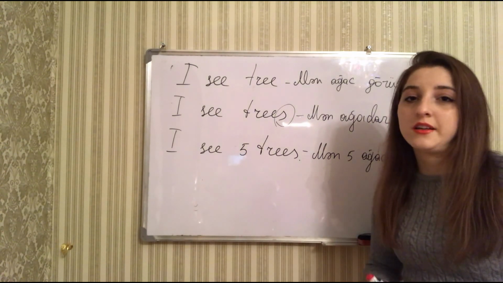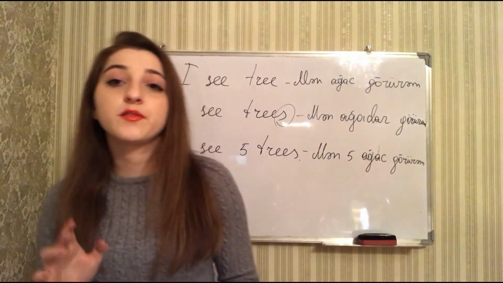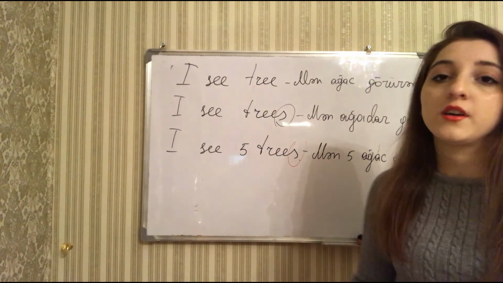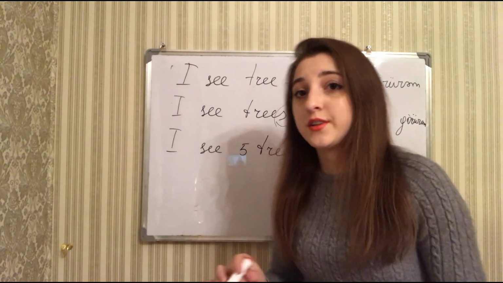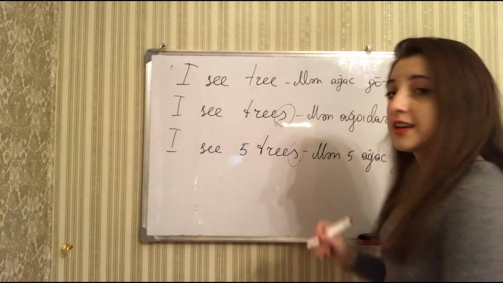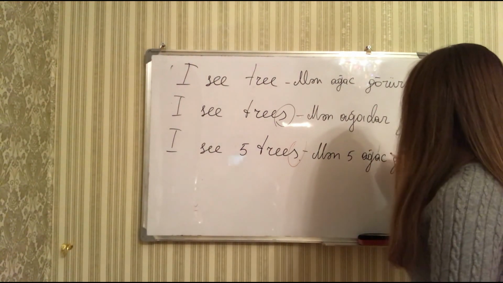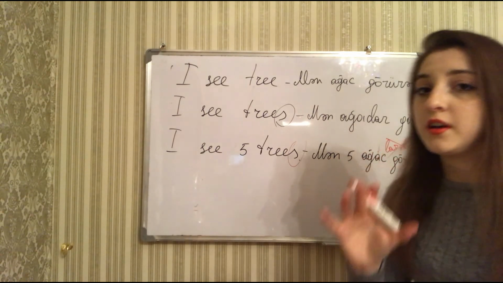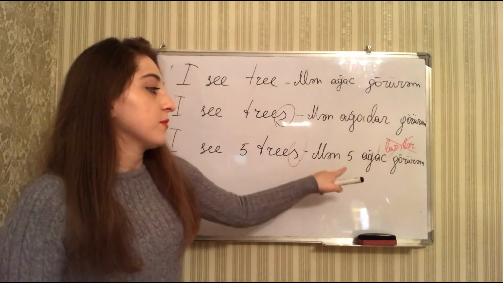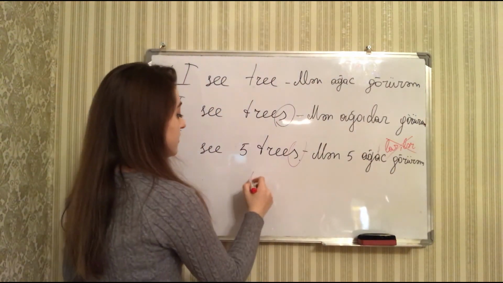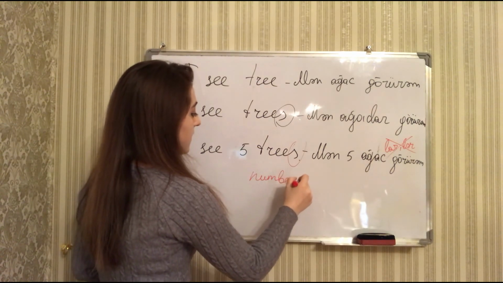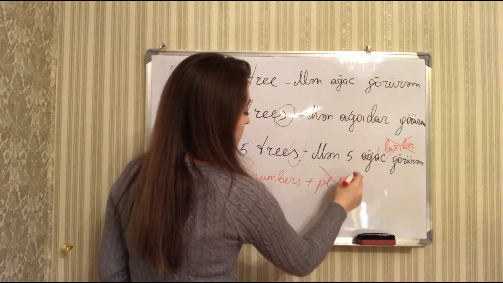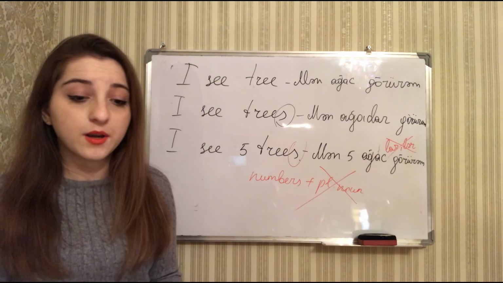Okay, and we know that after numbers in English language, we must add plural nouns. For example, 5 trees, it is plural noun. But in Azerbaijani language, it is different. As you can see, I didn't add lar or ler to the end of our noun. We can't use plural noun after numbers in Azerbaijani language. Numbers plus plural noun is not acceptable in Azerbaijani grammar.